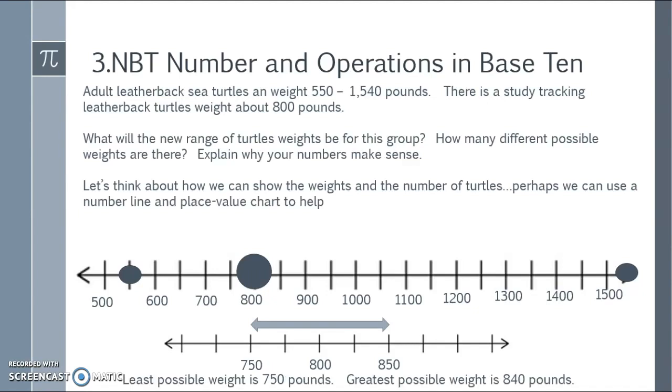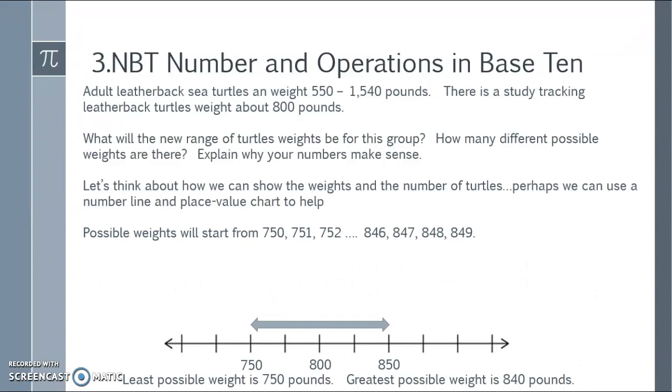So the least possible weight is 750. The greatest possible weight is 849 pounds based on rounding. So our possible weights will start from 750, 751, 752, 753, etc., all the way through 849. So we have a large range that it could possibly be from.